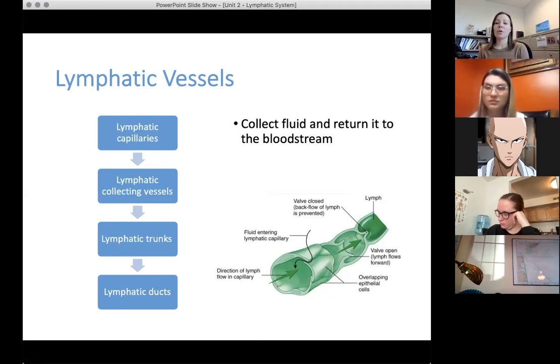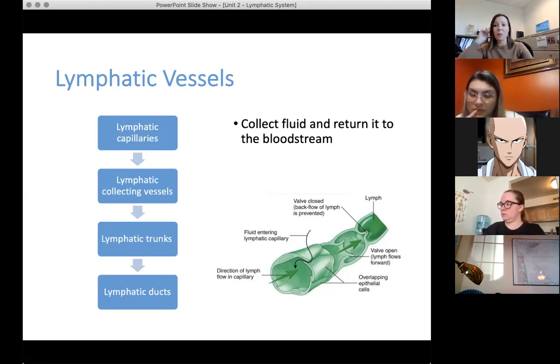So the order of flow of lymph is that it first goes into lymphatic capillaries, the smallest lymphatic vessels, then into collecting vessels, then into lymphatic trunks, and finally into the largest of the lymphatic vessels, which are called lymphatic ducts. We'll go through those four types of lymphatic vessels one at a time. You can see the order of them here in the PowerPoint. First we start with the lymphatic capillaries.